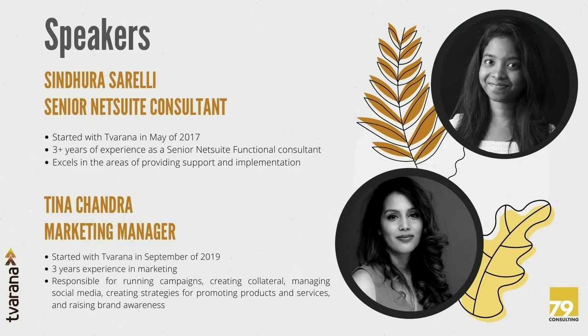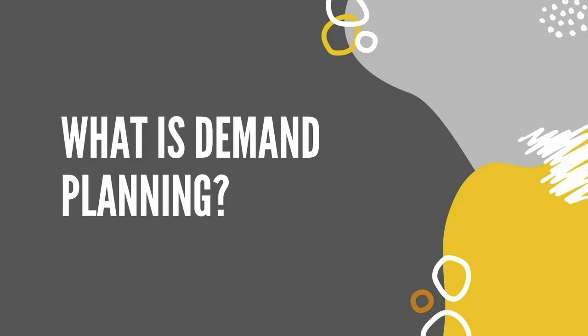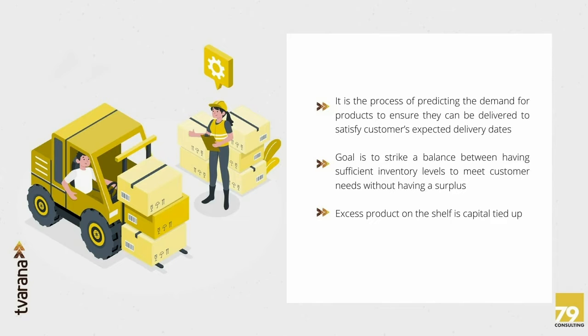Okay, Sindhura, let's get started. Just starting off with a basic question. What exactly is demand planning? Okay, so demand planning is a supply chain management process of forecasting or predicting the demand for products to ensure they can be delivered to satisfy customers' requested and or expected delivery dates. The goal here is to strike a balance between having sufficient inventory levels to meet customer needs without producing a surplus. Ultimately, excess product on the shelf is capital tied up.